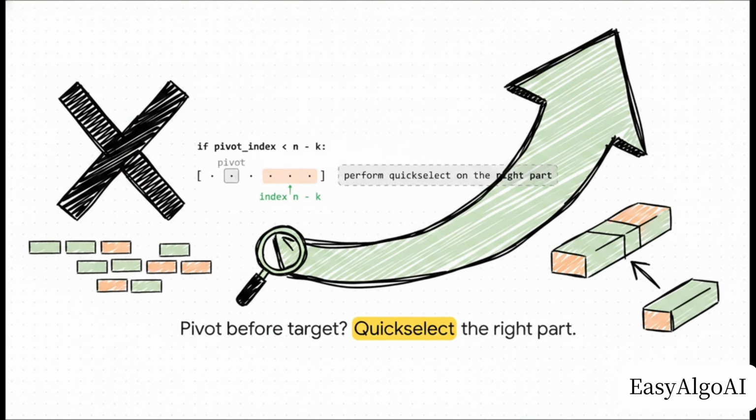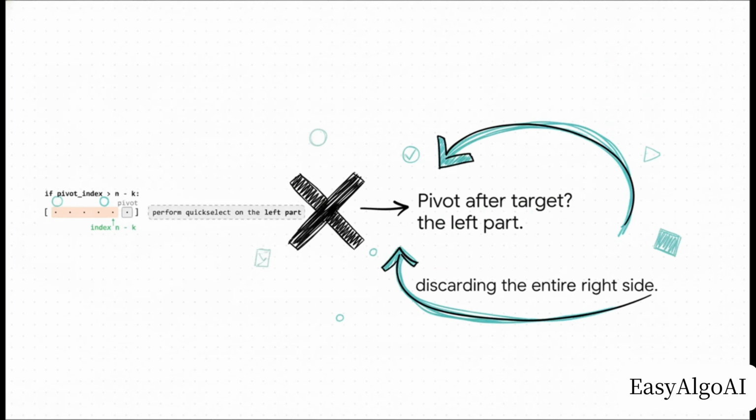So how do we decide which half to search? Well, we pick a random pivot and partition our array. If our randomly chosen pivot lands at an index before our target index of n-k, boom, we instantly know our target must be somewhere over to the right. So we completely ignore the left side and perform Quickselect purely on the right part. Conversely, if the pivot overshoots and lands after our target index, we know for sure the number we want is smaller than our pivot, so we can safely discard the entire right side of the array and exclusively search the left side. It's so efficient.